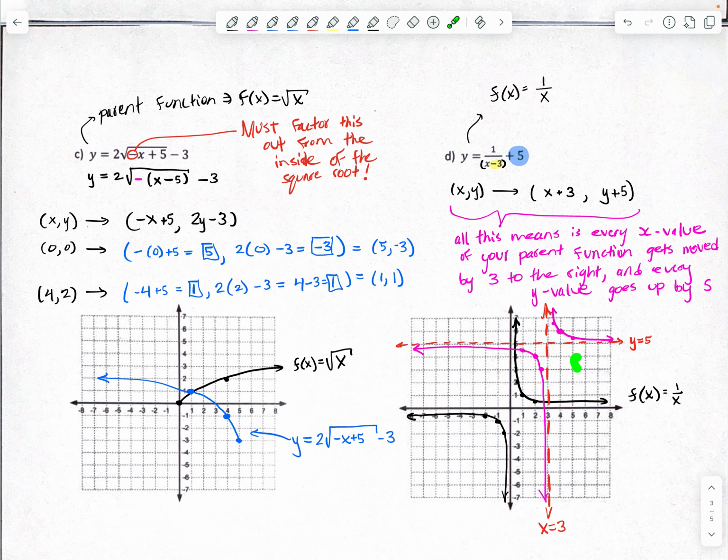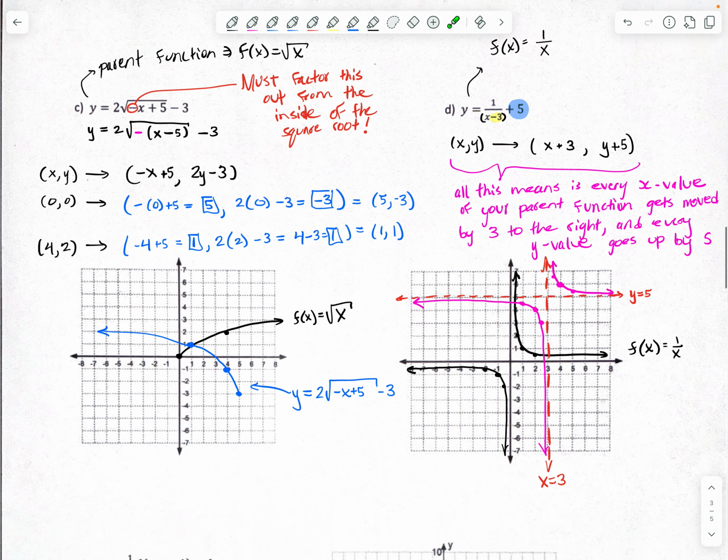Oh, sorry, what am I doing here? I made a mistake. I'm looking at the transformed function. Sorry, I'm supposed to look at the parent function. Oops, my bad. So I'm going to shift this 3 to the right. 1, 2, 3, and then 5 up. 1, 2, 3, 4, 5. So right there, so on and so forth, and you're going to get this side. And if you do this side right here of the parent function, you're going to get the pink, the magenta down curve right there. Okay, so very nice.